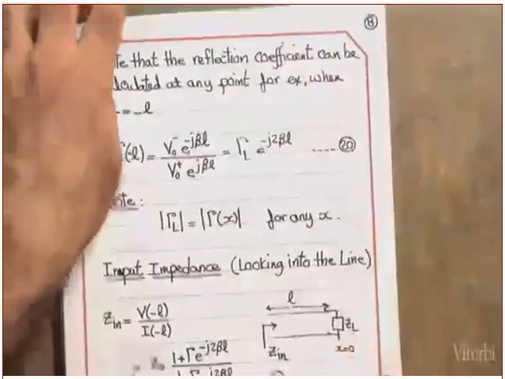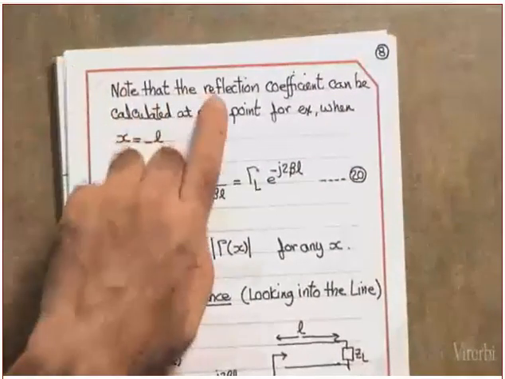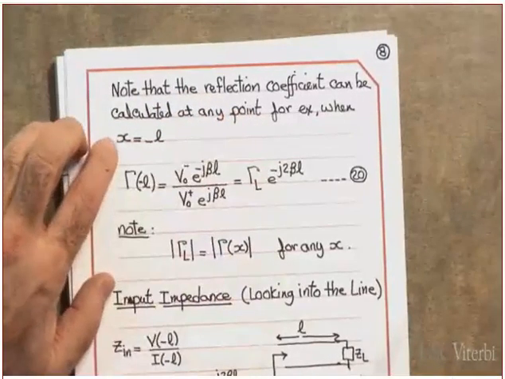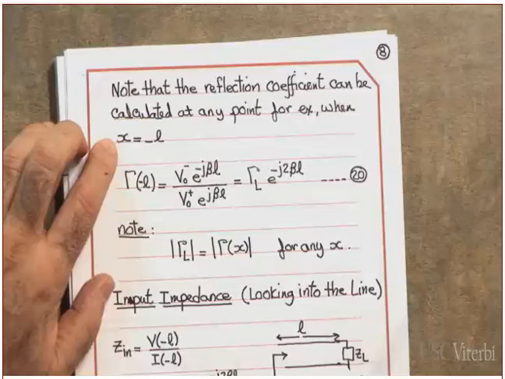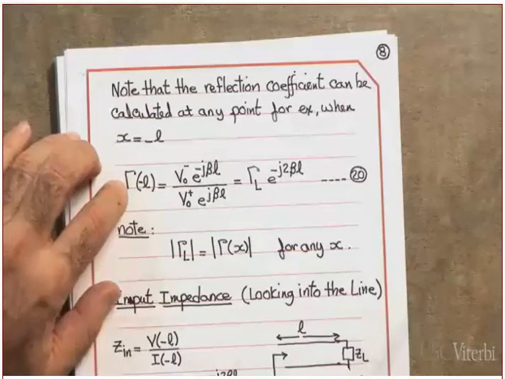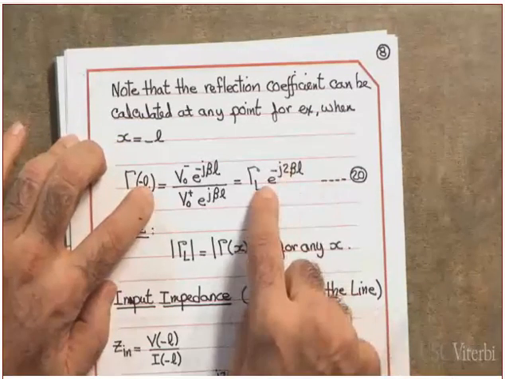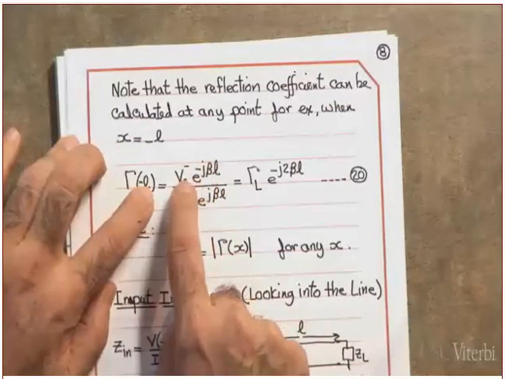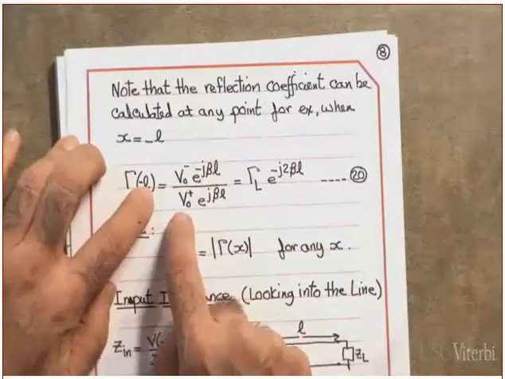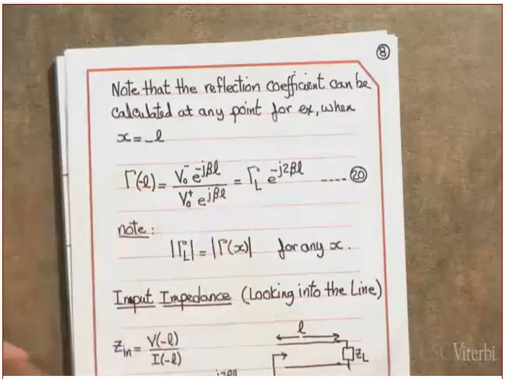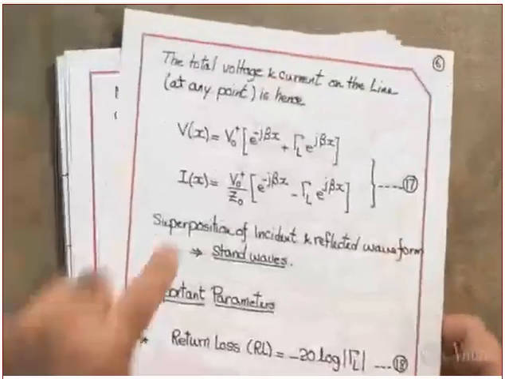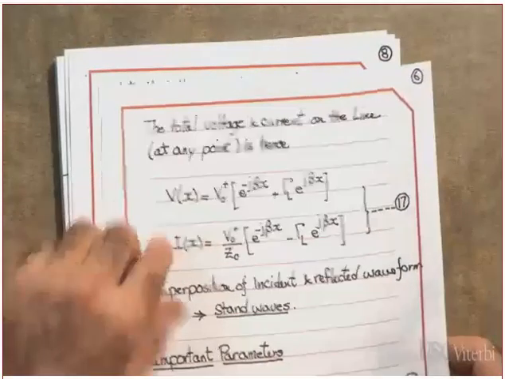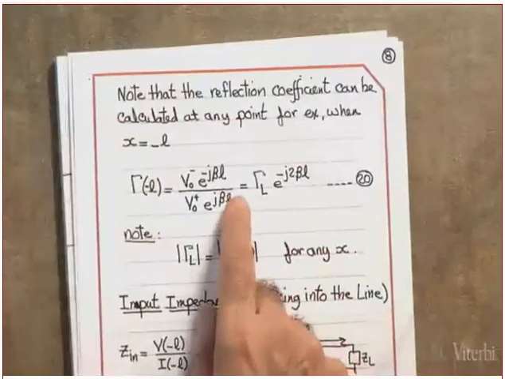Now, the reflection coefficient can be calculated at any point on the line. For example, when x is equal to minus L, what do I get? I get gamma of minus L. What is it equal to? V naught minus e to the minus j beta L over V naught plus e to the j beta L. Did you see where this came from? I am looking at this equation with x equal to minus L. Did you get this or not? And you put it together. Why am I emphasizing this equation?